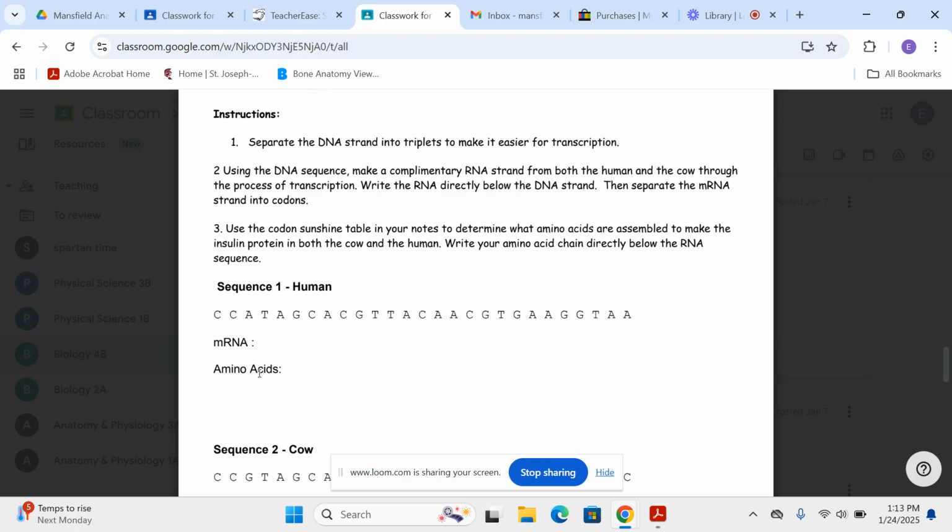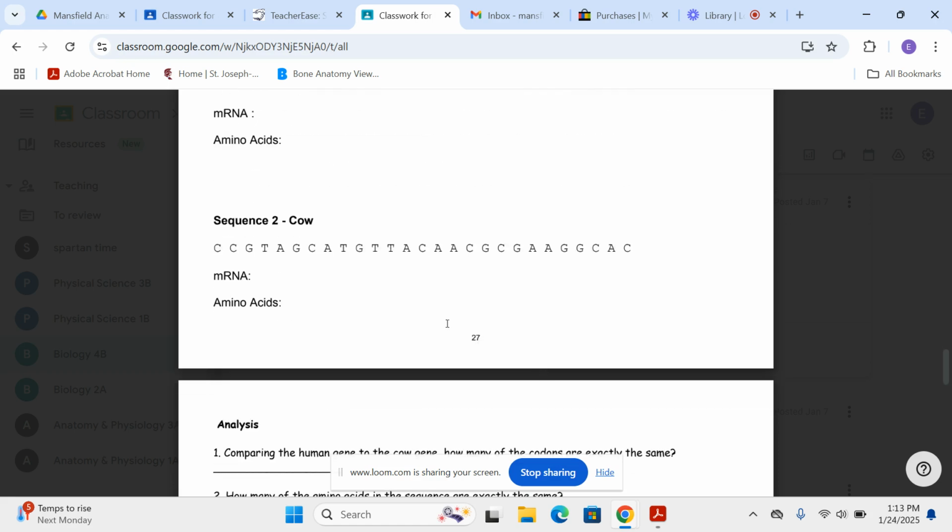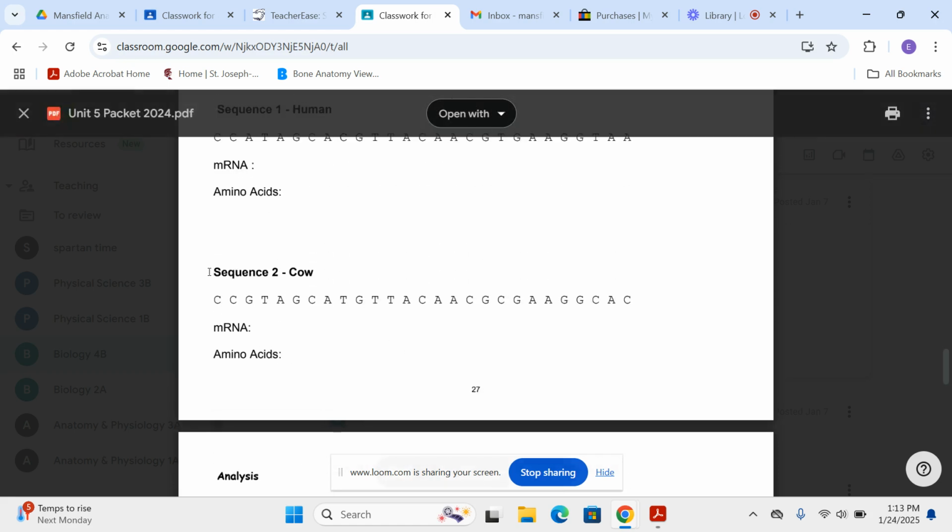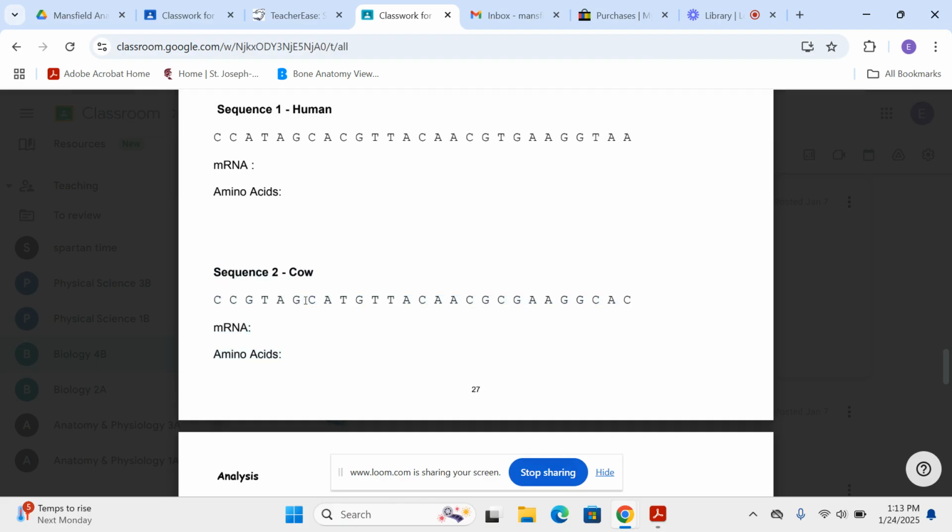After you have done that, you will then take that code you made and turn it into amino acids. So that's when you'll use the wheel chart. You'll take what you made here and then use the wheel chart and write down the amino acids made. So you should have a total of 9 amino acids. You will then do the same exact thing with the cow, right? Take its DNA, break it into thirds, and then transcribe it, and then translate it into amino acids.